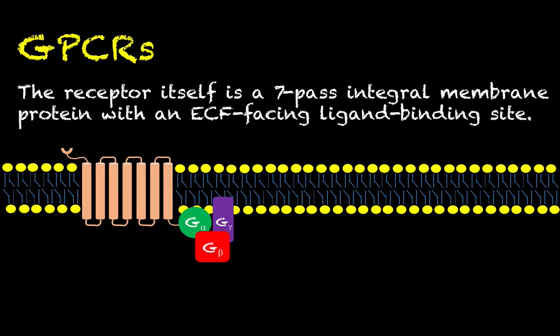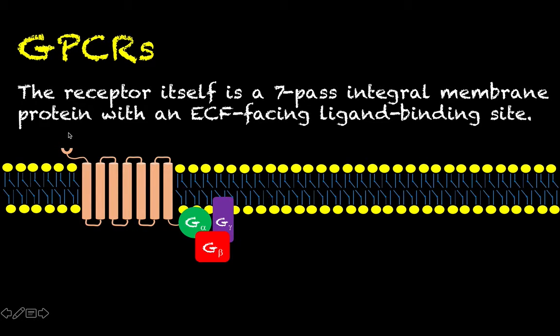G-protein coupled receptors are usually pretty easy to identify because they are 7-pass integral membrane proteins, and to clarify what exactly we mean by that, this is a membrane protein that has 7 transmembrane domains, meaning that essentially there are 7 portions of the protein that pass through the membrane and then loop back around to pass through the membrane again. So you can count these up: 1, 2, 3, 4, 5, 6, and 7.